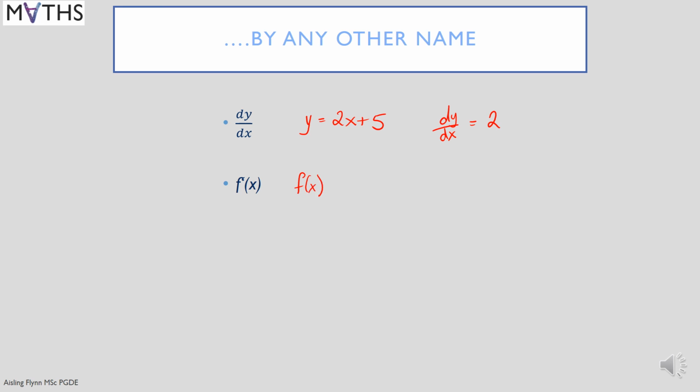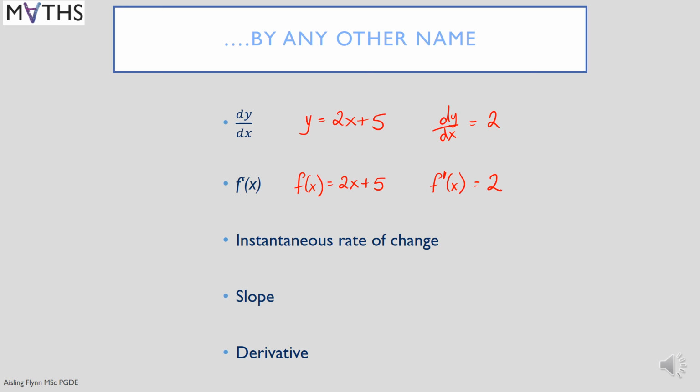The other way it can be written is if you're using function notation. So if your function f of x is equal to 2x plus 5, it describes a straight line on a graph, and f dash of x, the slope of this line we've just seen, is 2. So this dash means the derivative. It can be called instantaneous rate of change, it can be called the slope, or it can be called the derivative. But all the same thing.